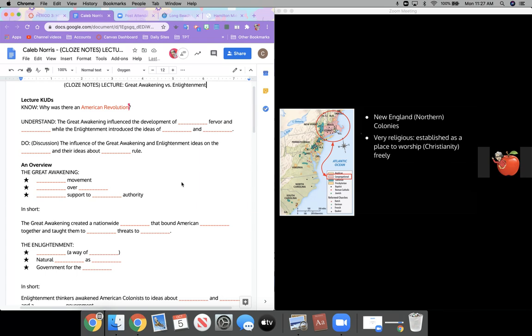These people were very religious, mostly because these colonies in the north were established as places of worship. They were places where people went to practice their religion freely, mostly Christianity. You can see that there were a few Roman Catholics, a few Jewish groups, a couple Baptists, but for the most part, it was Christian religions in the north.